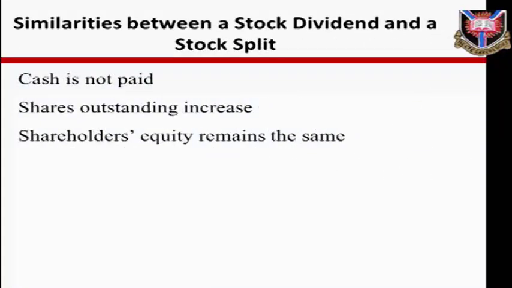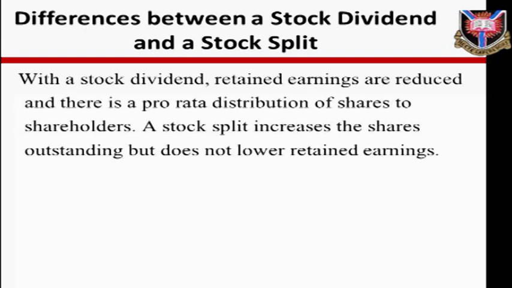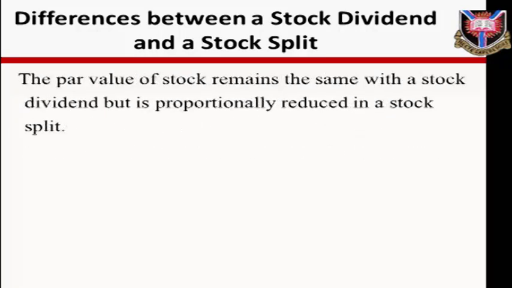Similarities between stock dividend and stock split. Cash is not paid. Shares outstanding increase. Shareholders' equity remains the same. Differences between stock dividend and stock split. With a stock dividend, retained earnings are reduced and there is a pro rata distribution of shares to shareholders. A stock split increases the shares outstanding but does not lower retained earnings. The par value of stock remains the same with a stock dividend but is proportionally reduced in a stock split.